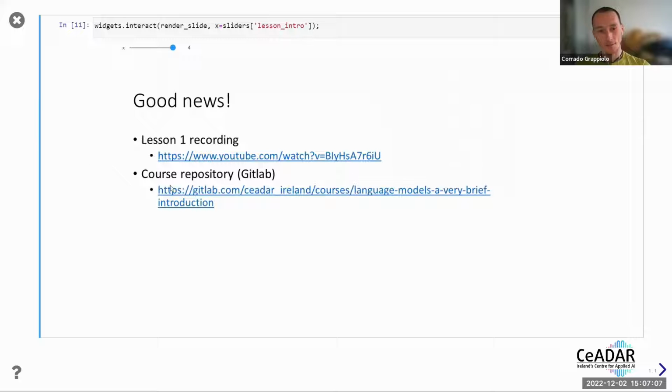The good news is that we have recordings, so you can go back and have a look at the previous lesson, and now we also have a GitLab repository, so you can go and get all the material. This lesson is already in the repository, and next week we talk about recurrent neural network approaches to language modeling. So I'll make sure, like this time, that the material for next week's lesson is present in the repository before the lesson, so you can familiarize yourself with it already.